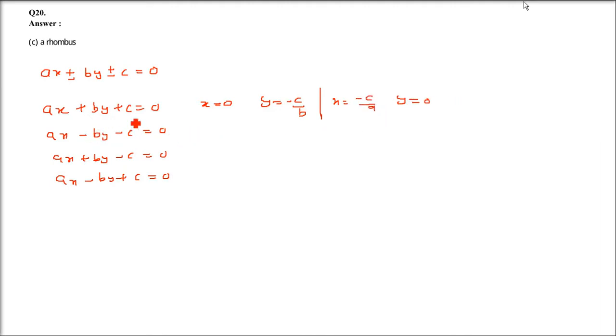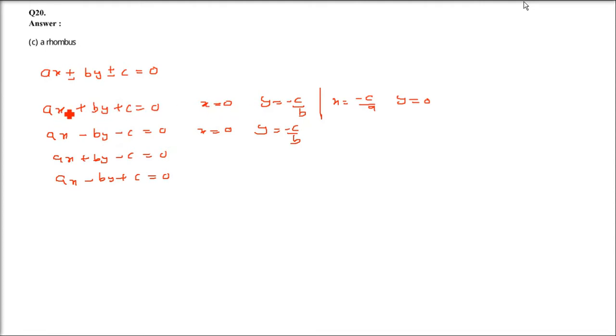And this we are going to do for each line. So we have this AX, x is 0 here. So what do you get? C goes plus and B remains minus. So it will be minus c by b. If you put y as 0, x will be, C goes here, c by a. So y is 0, x is c by a.